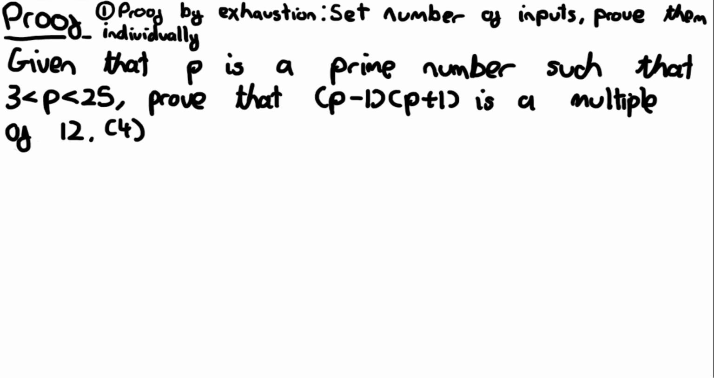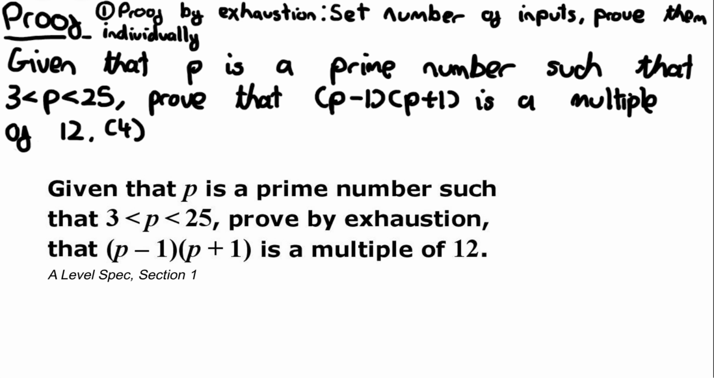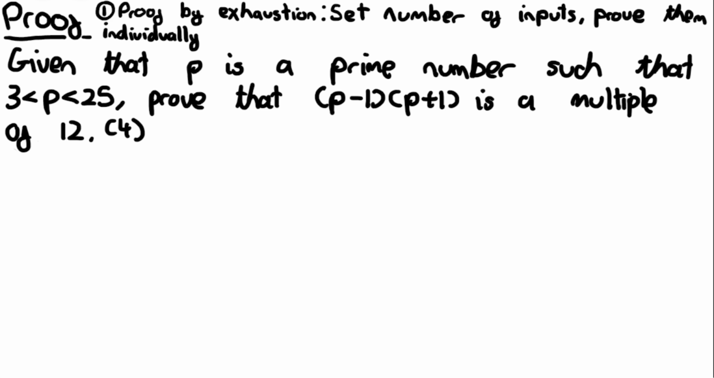So this is an example that I've actually taken straight from the spec, that is their example of proof by exhaustion. So what we can see is that there is a set number of values of p, and it's prime numbers that are bigger than 3 but less than 25, and then all we just need to do is find the values of p and then individually sub them into this equation, and then prove that they are all a multiple of 12, and I would say this question is worth about 4 marks.